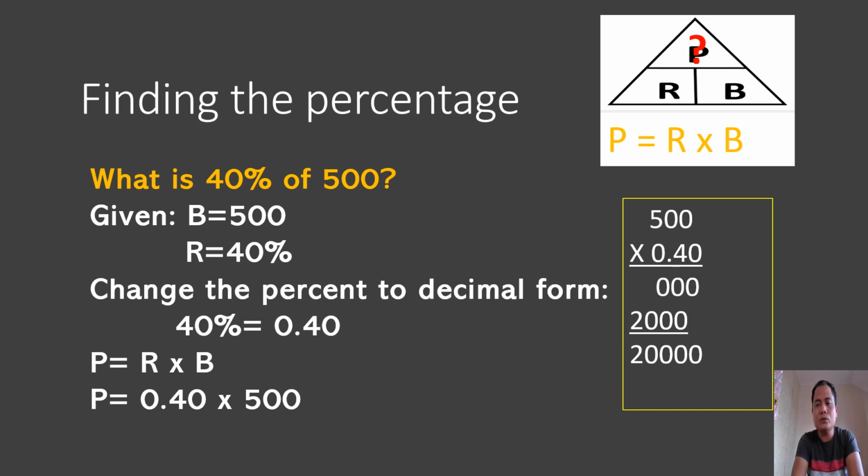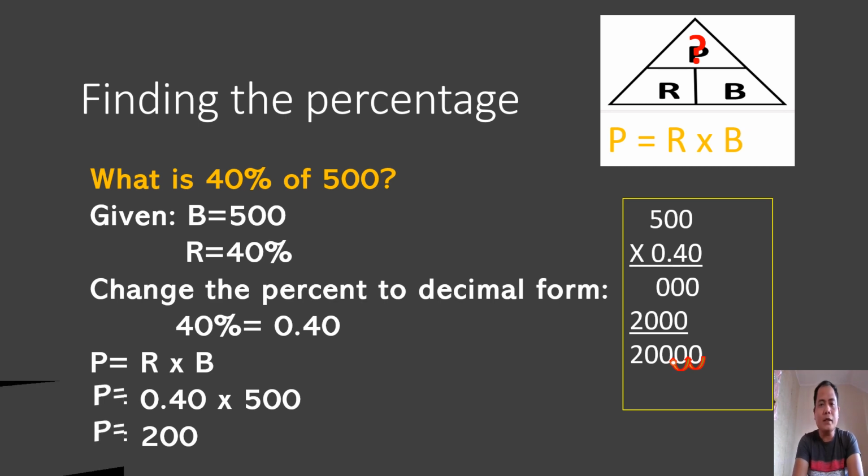Looking at the solution, 500 times 0.40 is 20,000, but it's not yet the final answer because we have two decimal places in 0.40. So we will move 2 times to the left. Okay, so 1, 2. So we will also put the point there. So our final answer is 200. So meaning the percentage is 200. Therefore, 200 is 40% of 500.